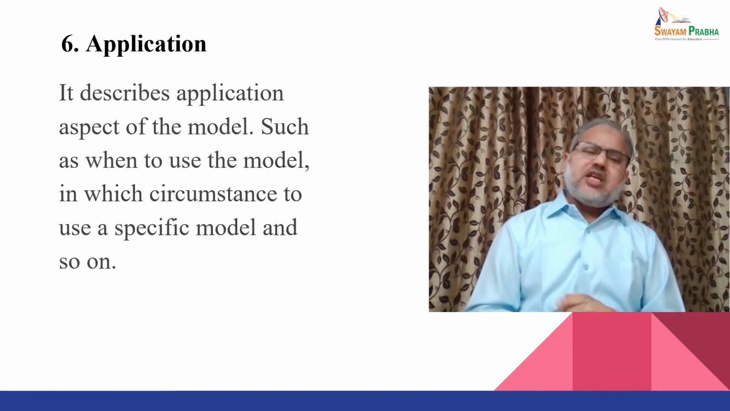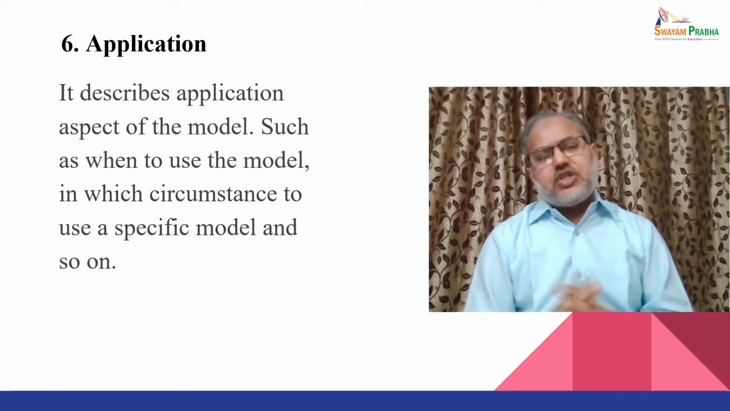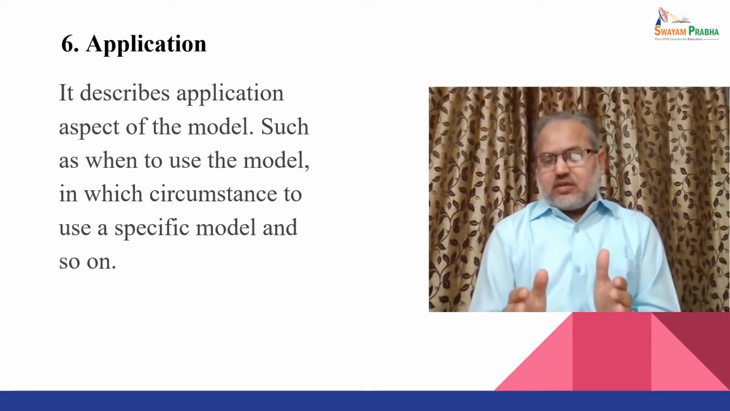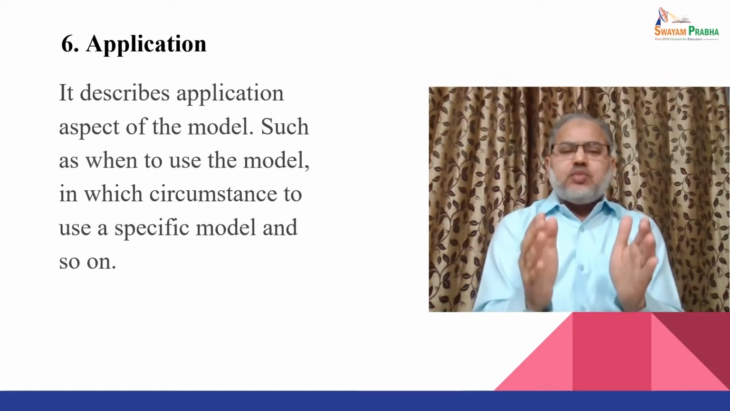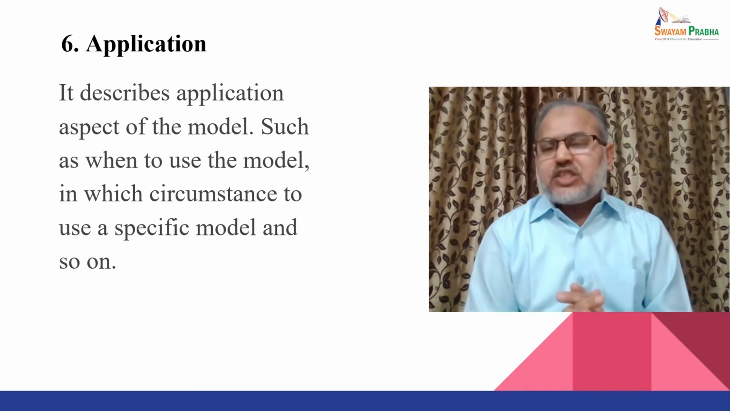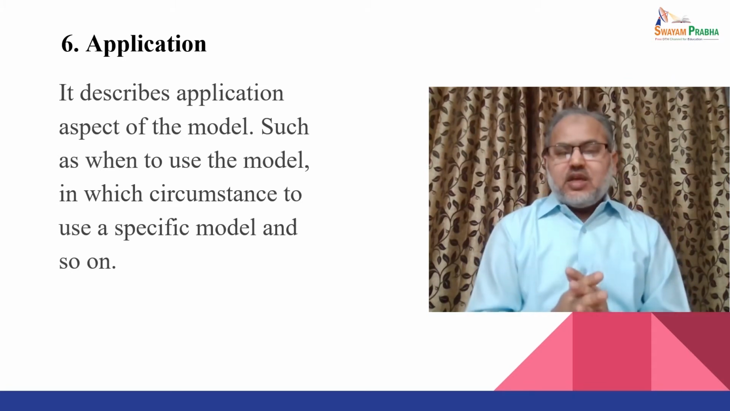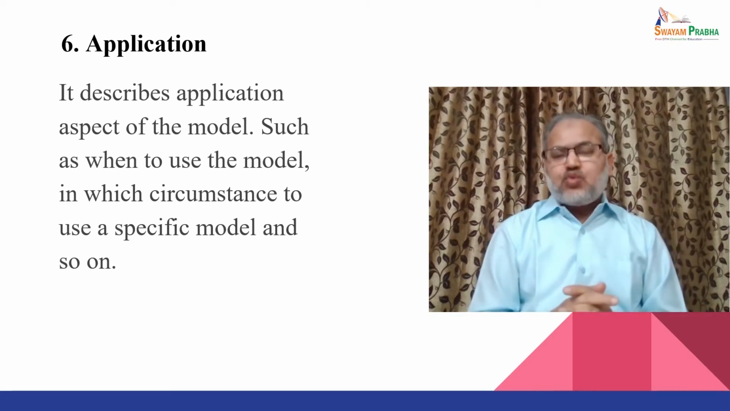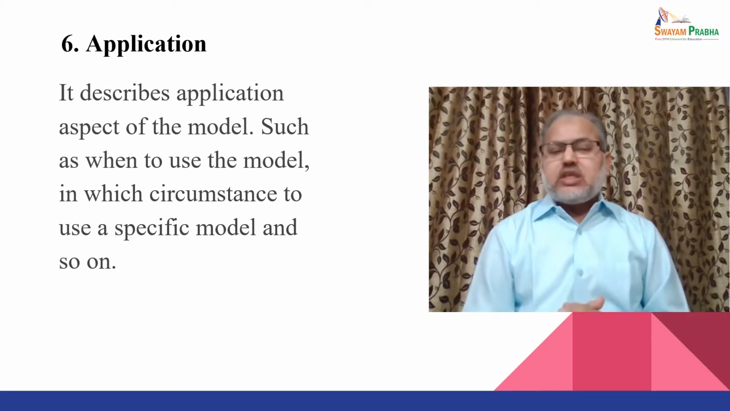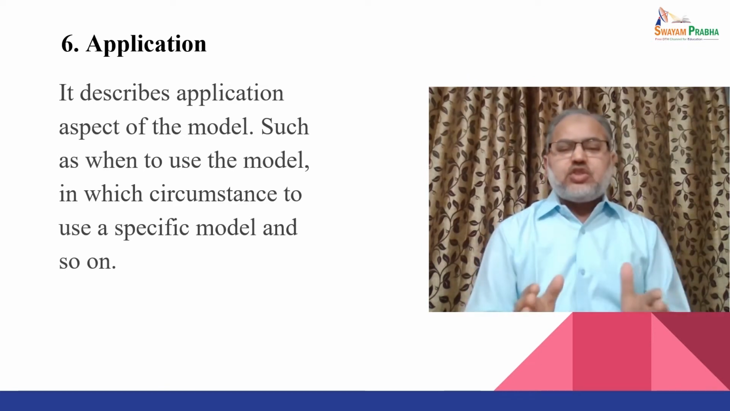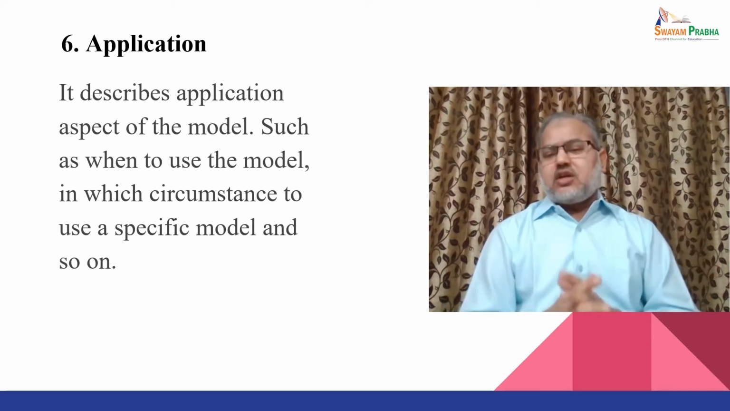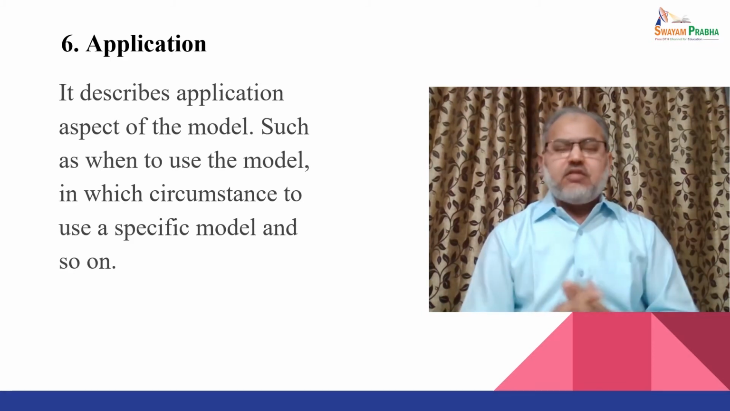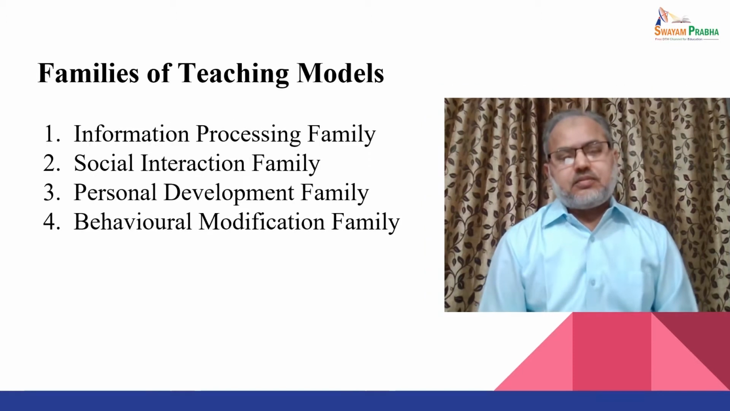Sixth and the last element of the models of teaching is application. It describes the application aspect of the model, meaning how this model is going to be applied in the classroom setup, such as when to use the model, in which circumstances to use a specific model, and so on. This way, each model attempts to describe the feasibility of its use in varying contexts related with goal achievements in terms of cognitive, affective, and psychomotor objectives of teaching.